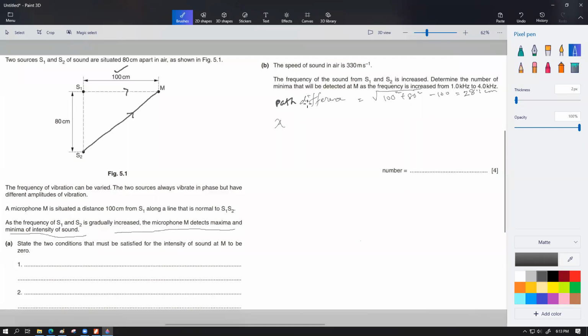Let me find out the lambda for 1 kilohertz. So lambda for 1.0 kilohertz would be 330 divided by 1000, which gives you how much? 3.3 centimeter. I'm writing everything in centimeter because I would like to compare everything in centimeter. Is it 3.3 or 33? 33 now?